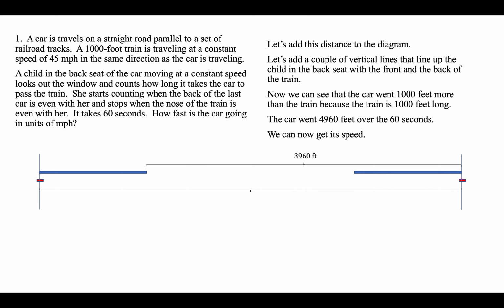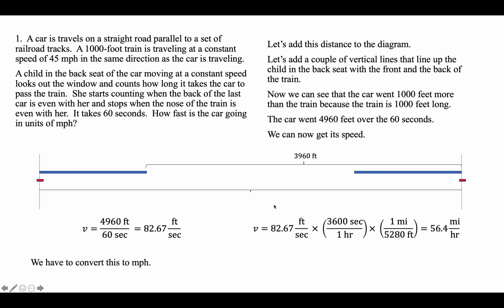And if we know the distance and the time and the speed's constant, we can get the speed: 82.67 feet per second. We have to convert this to miles per hour. It says how fast is the car going in units of miles per hour. So we make that conversion and we get 56.4. That's the answer. One down.